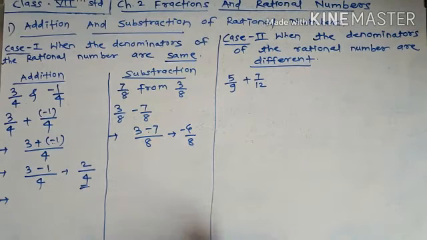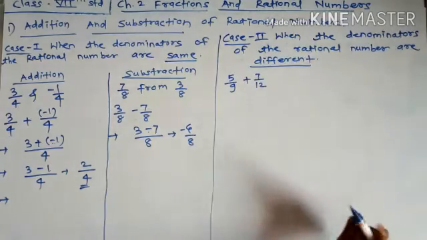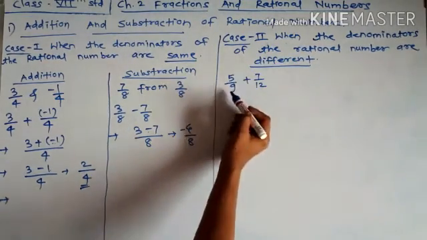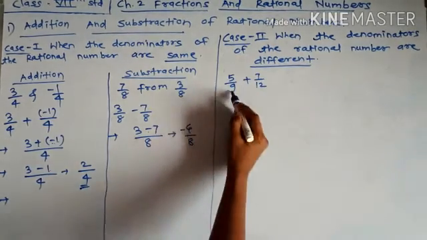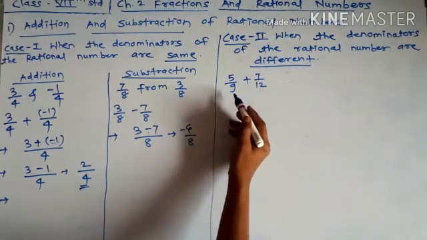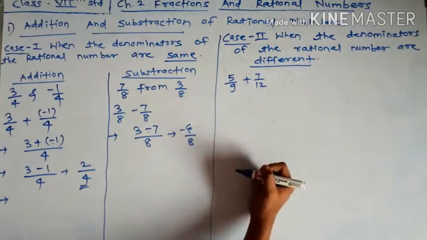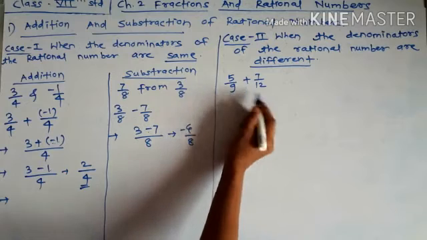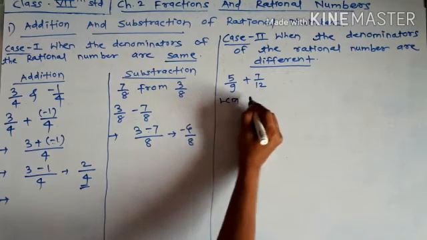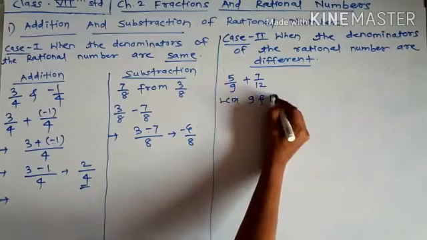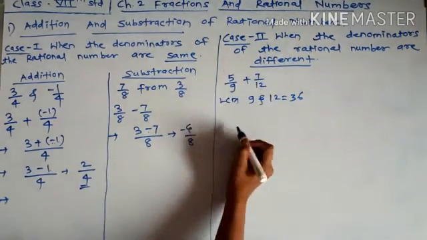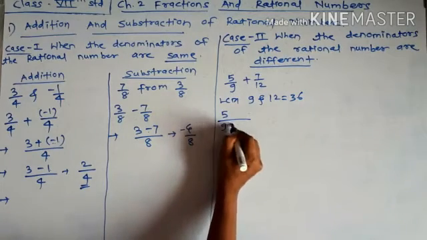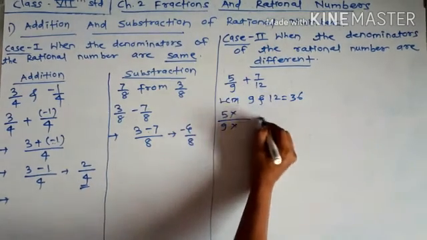So now in the second case, when the denominators of the rational numbers are different. For example, here we take 5 upon 9 and 7 upon 12, any two rational numbers having different denominators. To add these two rational numbers, we have to find the LCM of the denominators. That is, first find the LCM of 9 and 12, which is equal to 36, and then multiply these two rational numbers by a number such that we get their LCM as their denominator.